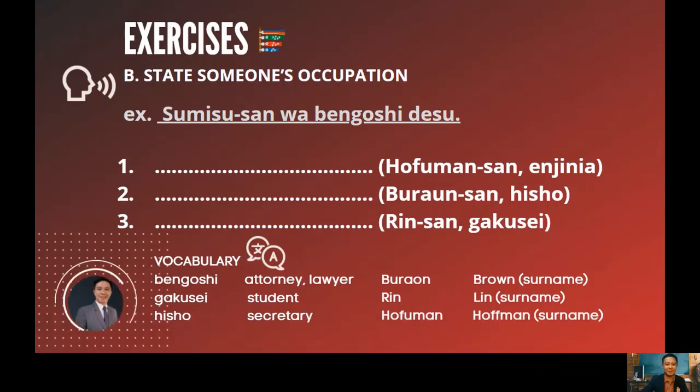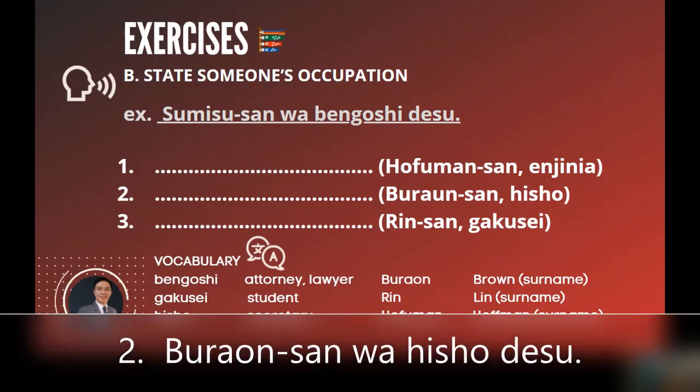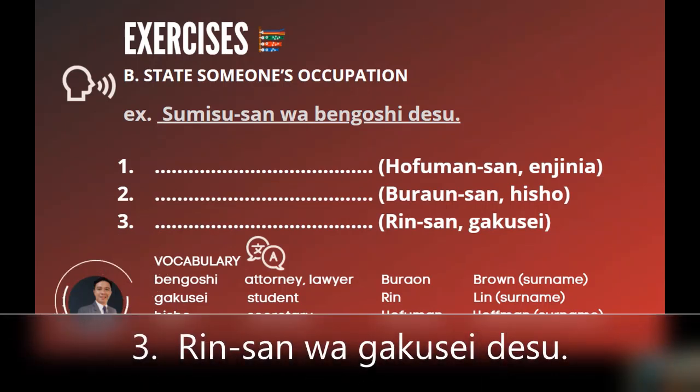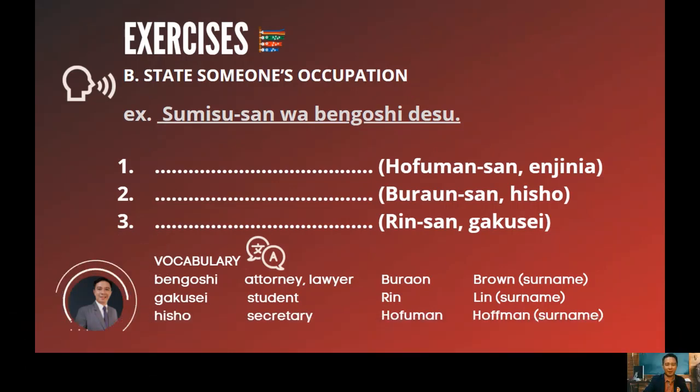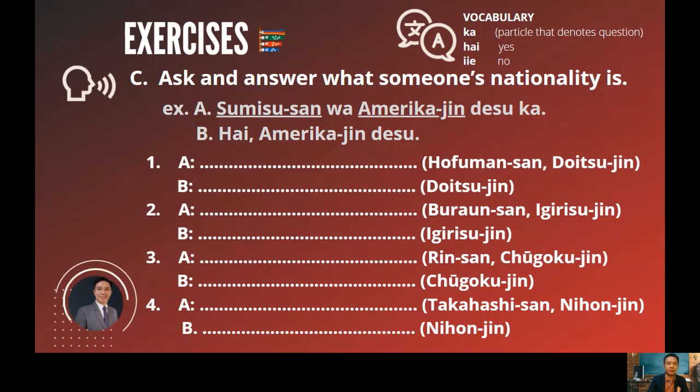Okay, let's now check your answers. Did you get it right? Hoffman-san wa engineer desu. Brown-san wa hisho desu. Rin-san wa gakusei desu. Okay, that's great. Let's now work on exercise C.